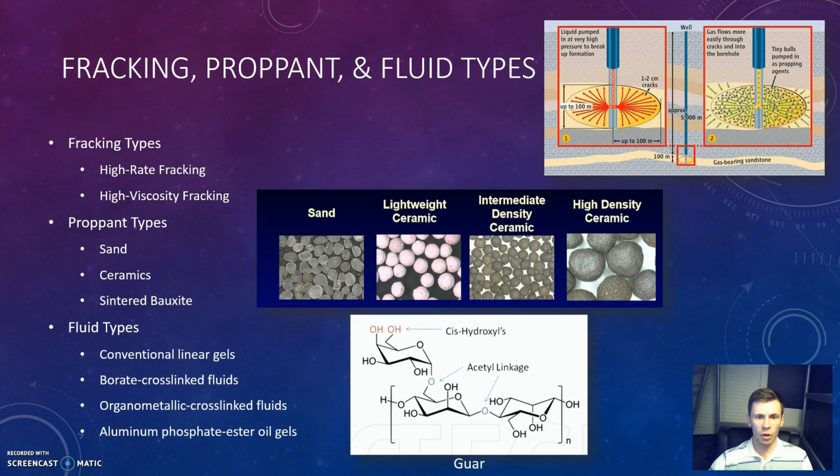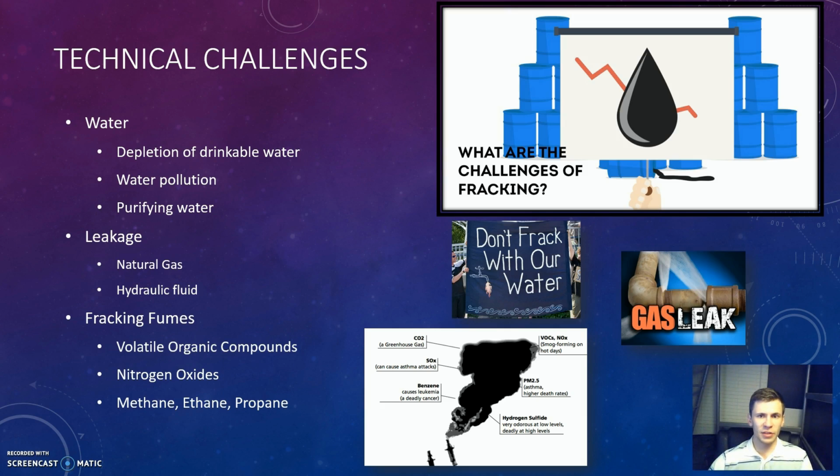There's also organometallic cross-linked fluids, which are zirconium, chromium, antimony, and titanium salts that are cross-linked with guar-based gels. And finally, there is aluminum phosphate ester oil gels. Aluminum phosphate and ester oils are slurried together to form a cross-linked gel. With that being said, there are several technical challenges to be mentioned.